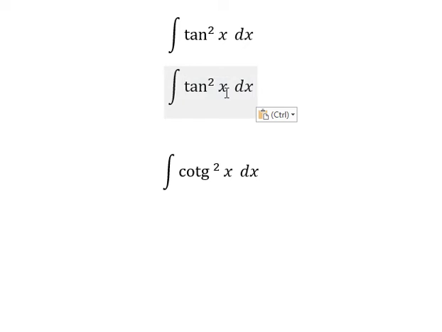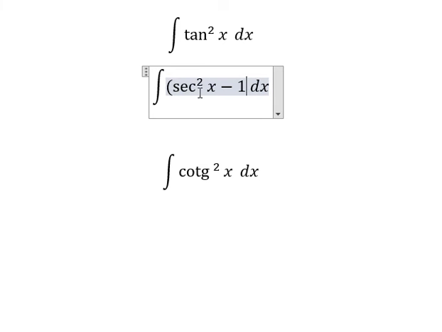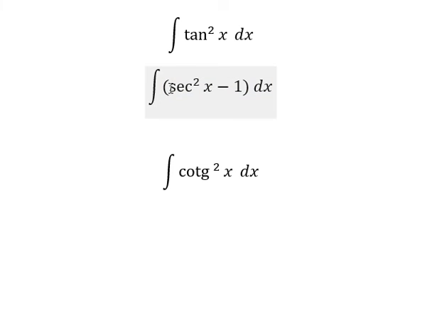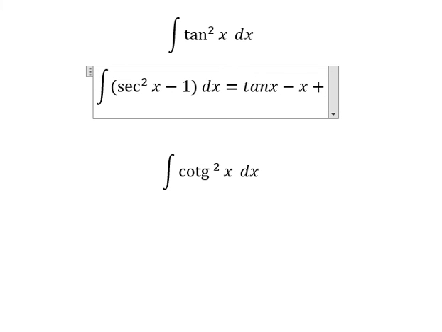About tan squared s, we need to change it to secant squared s plus or minus 1. So the integral of secant squared s, we will have tan s. The integral of 1, we have s, and we put plus c.